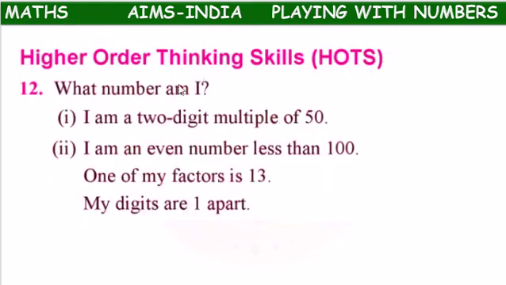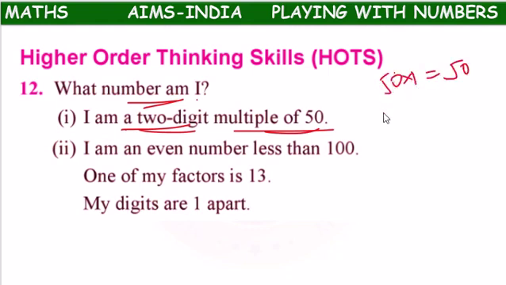Next, higher order skills, HOTS questions. What number am I? I am a 2-digit multiple of 50. Multiples of 50 means 50 one time, 50 2 times is 100. They are asking for a 2-digit multiple. So 50 is a 2-digit multiple, 100 is a 3-digit multiple. So the answer is 50. The 2-digit multiple of 50 is 50 only.